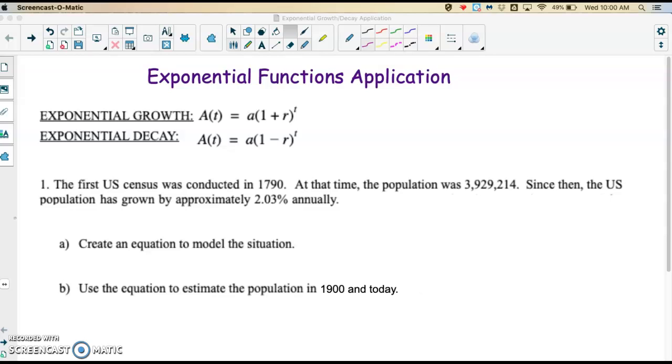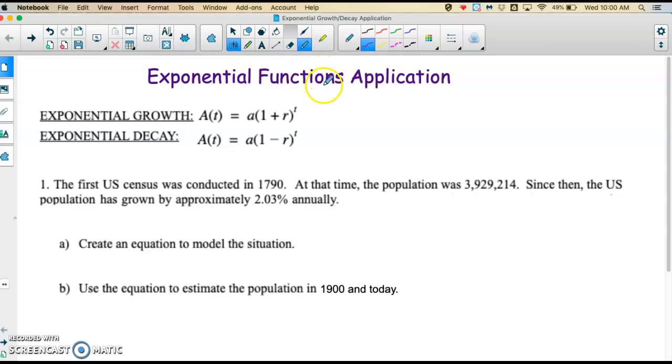Hey, Algebra 2 students, we're going to talk about exponential functions and the application of them, so real-life situations. So there's the exponential growth formula, and then there's the exponential decay formula. And so what these mean is A of t, so that is like your y. Little a is where you start. The r is going to be your rate, so that's going to be your percent or decimal. And then t is going to be your time, so it could be in years, hours, anything like that.